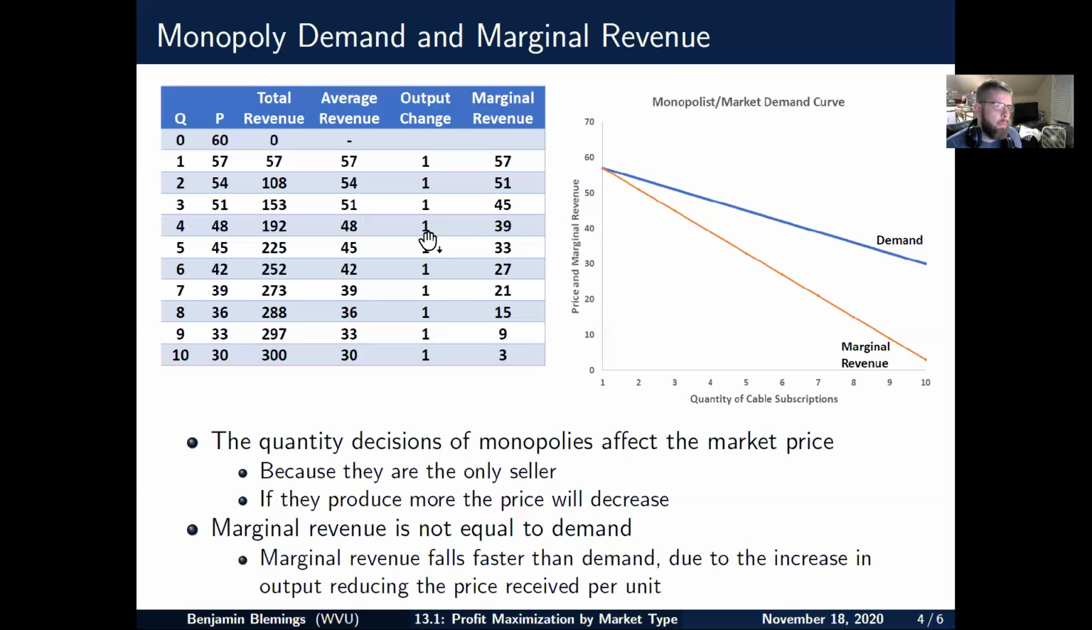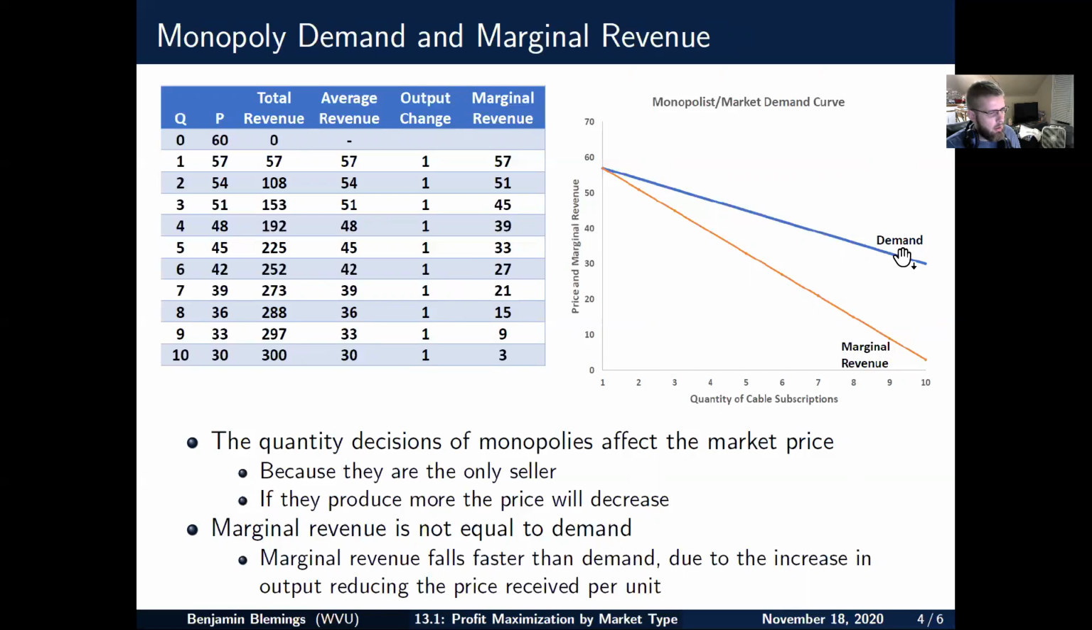So in this case, this is the demand curve, these Q's and P's, and this marginal revenue curve is not equal to the demand curve anymore. Why is that? It's because the quantity decisions of monopolies affect the market price. If they're the only seller and they produce more, the price decreases because there's just more out there. But there wouldn't be that much more out there if there are a lot of sellers. And so this is why this marginal revenue curve does not equal the demand.